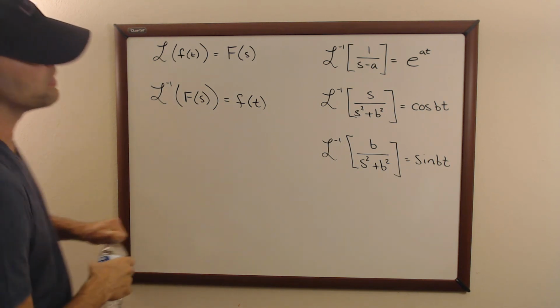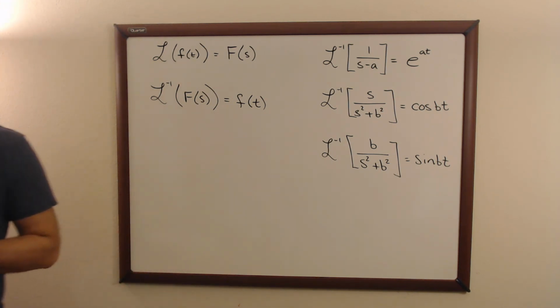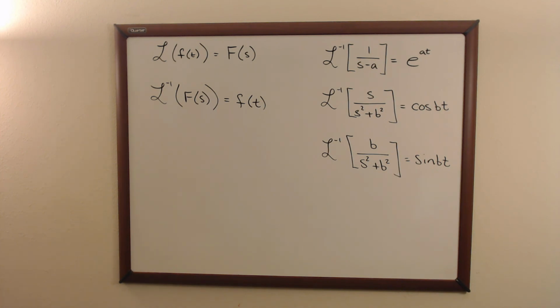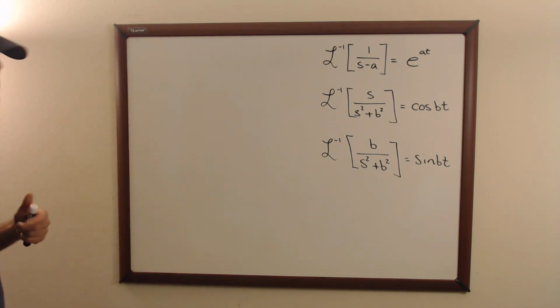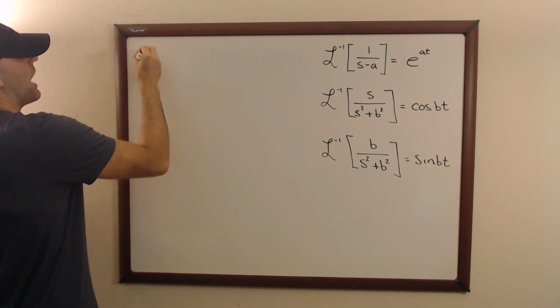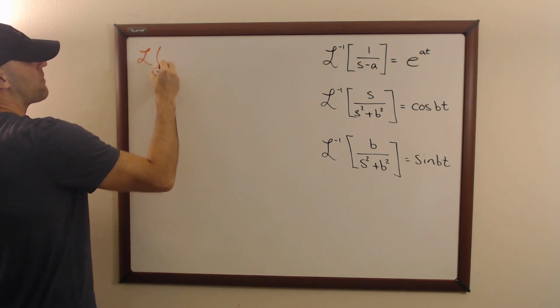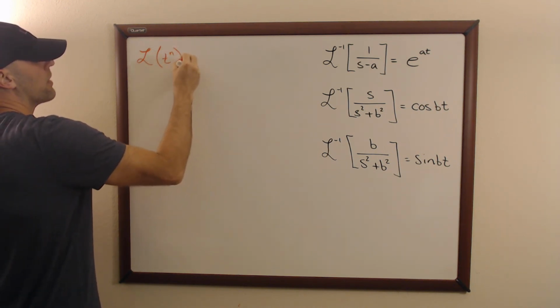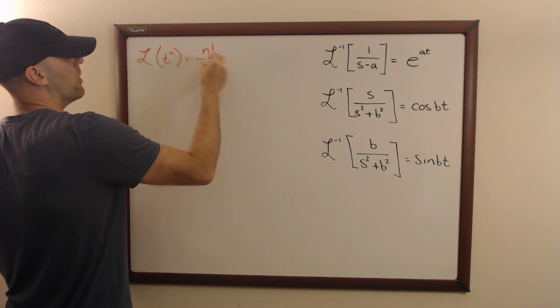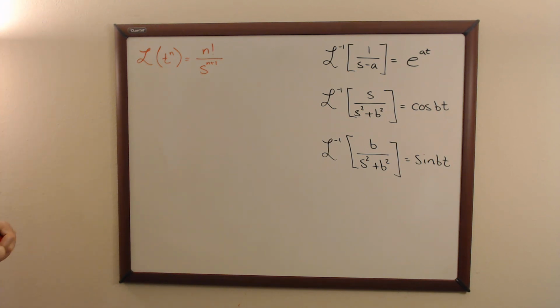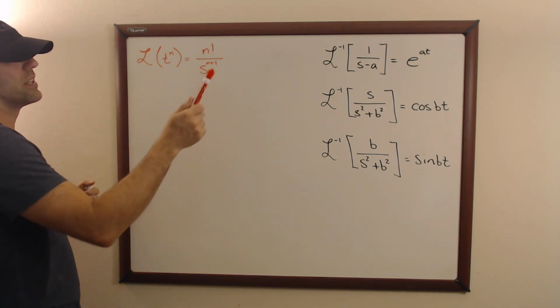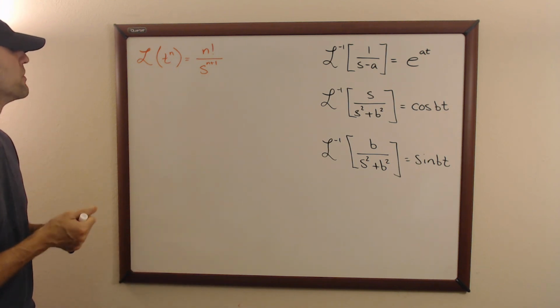The polynomial one's a little bit different because there are some constants that we're going to want to rearrange. Let me put the actual Laplace transform definition up here. What I have is that the Laplace transform of t to the n power is n factorial over s to the n plus 1. So let's see if we can use this to get an inverse Laplace transform formula.